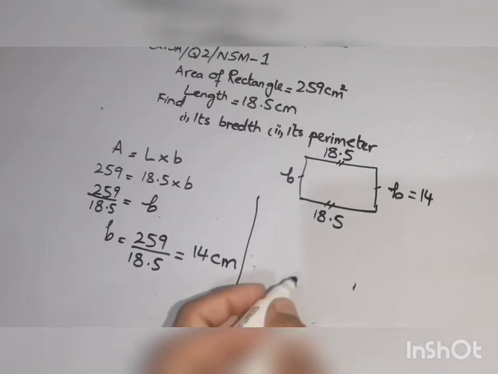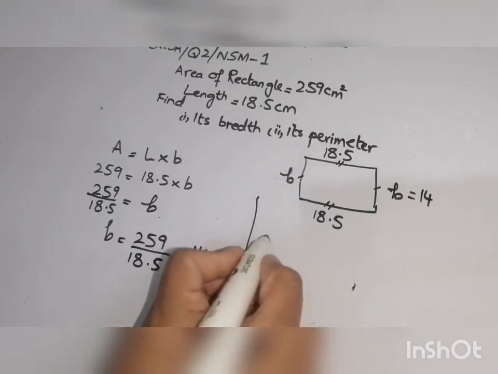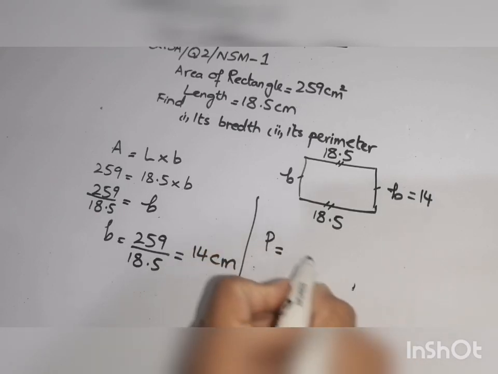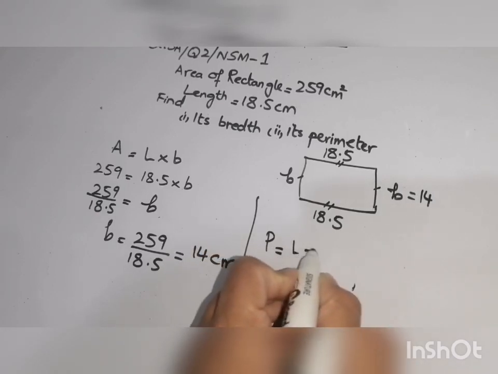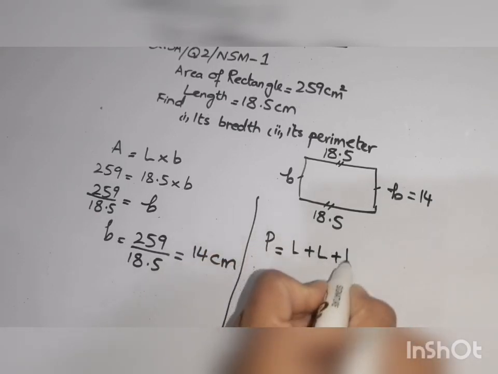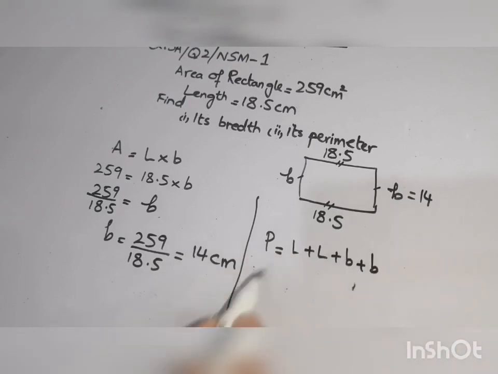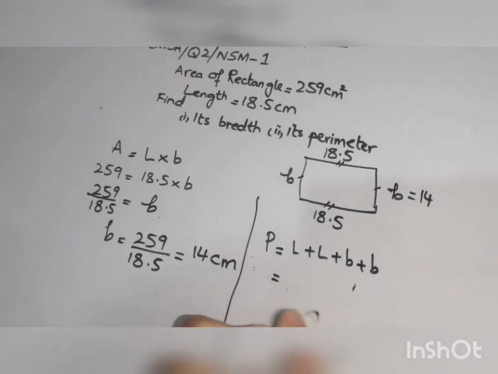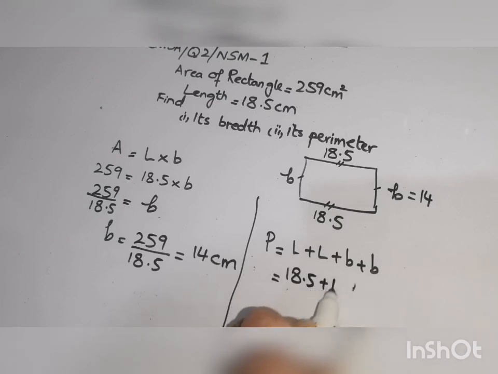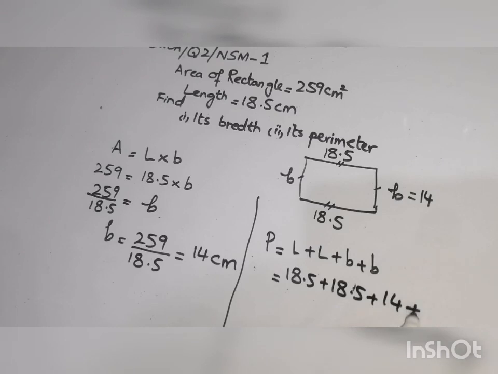So I can apply the formula of perimeter now. Perimeter of a rectangle is length plus breadth plus length plus breadth, or 2L plus 2B, because there are 4 sides in a rectangle. So two lengths are 18.5 plus 18.5. Breadth is 14 plus 14.